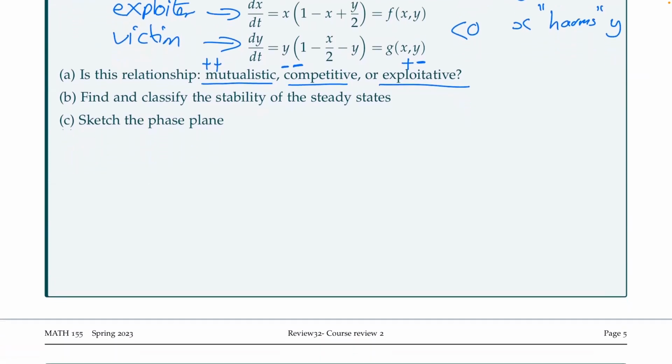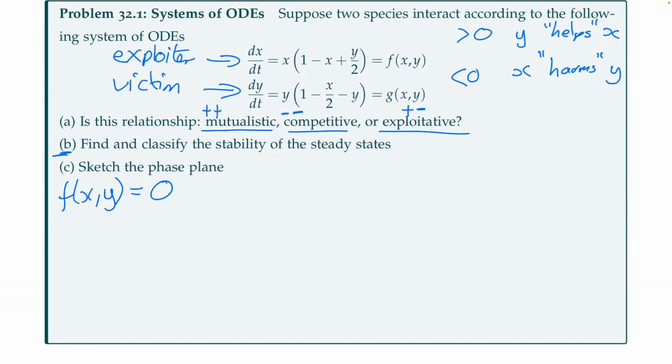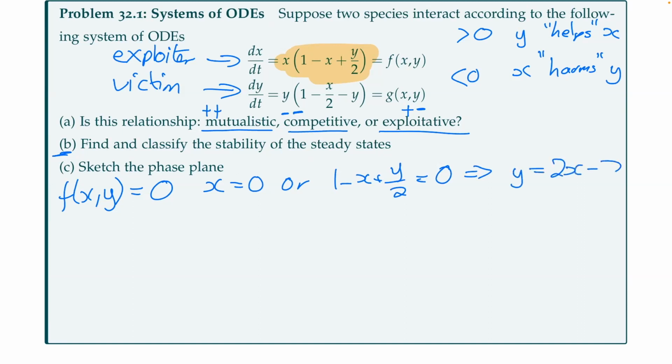Okay, so how do we, in part B, find and classify the stability of the steady states? Let's work through this as an example. First of all, I'm going to set f of x, y equal to 0. What does that mean? Well, that means that either x must equal 0, this term here, or the thing in brackets, 1 minus x plus y over 2, must equal 0. I'm going to rewrite this in terms of y: y is equal to 2x minus 2, if I haven't made a mistake.